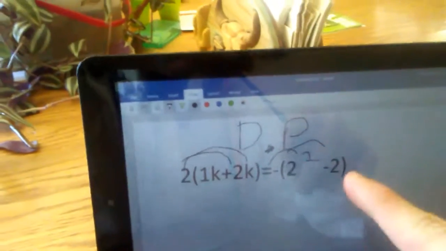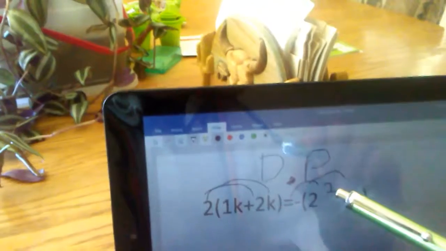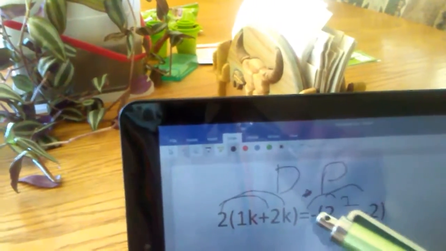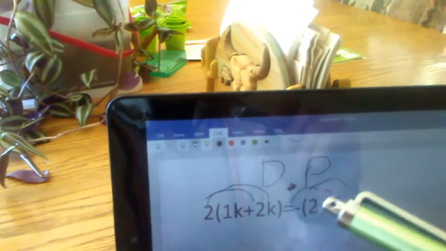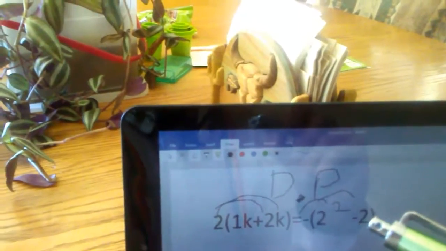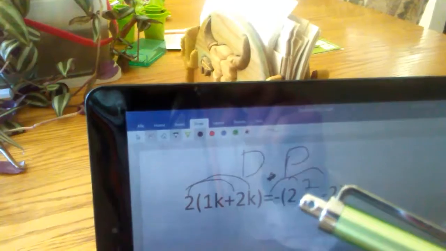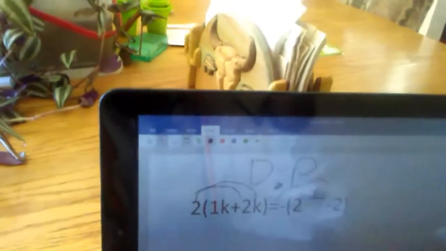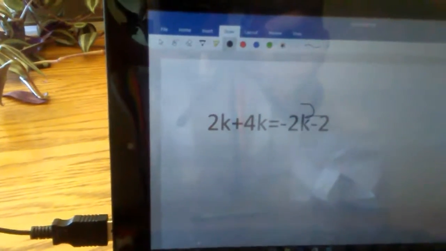Now over here, this negative symbol will go with 2 squared, which is 4, times the minus 2. A negative and a negative equals a positive, so that equals a positive 2. A negative and a positive equals a negative 4. Distributive property. Then you're going to have 2k plus 4k equals negative 2k squared plus 2.